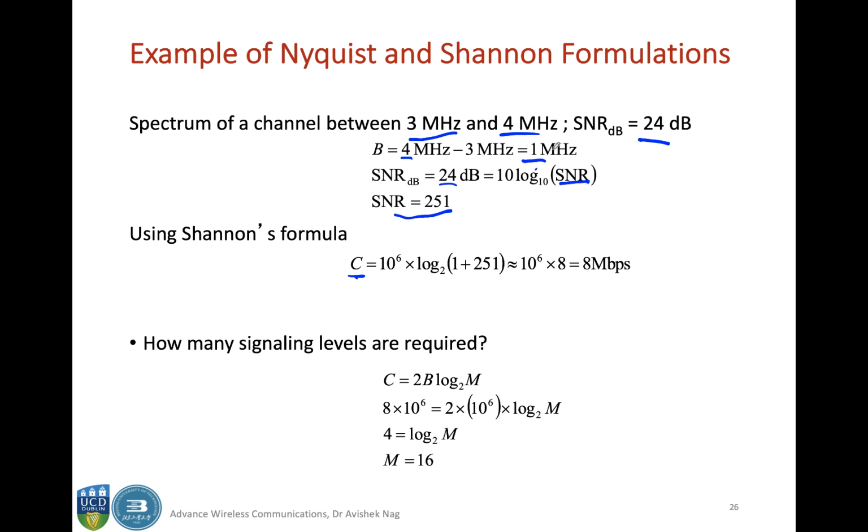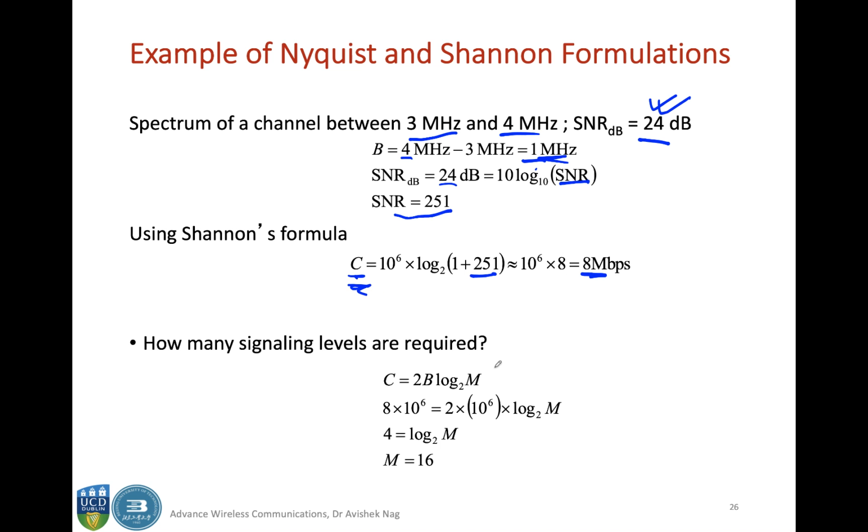And now you can use Shannon's formula to calculate the channel capacity. So your bandwidth is 1 megahertz, so 1 into 10 to the power 6 times log to the base 2 of 1 plus the SNR. And if you compute this, then this will be roughly 8 megabits per second. So this is the maximum achievable data rate that you can have with this SNR and this bandwidth of the channel.